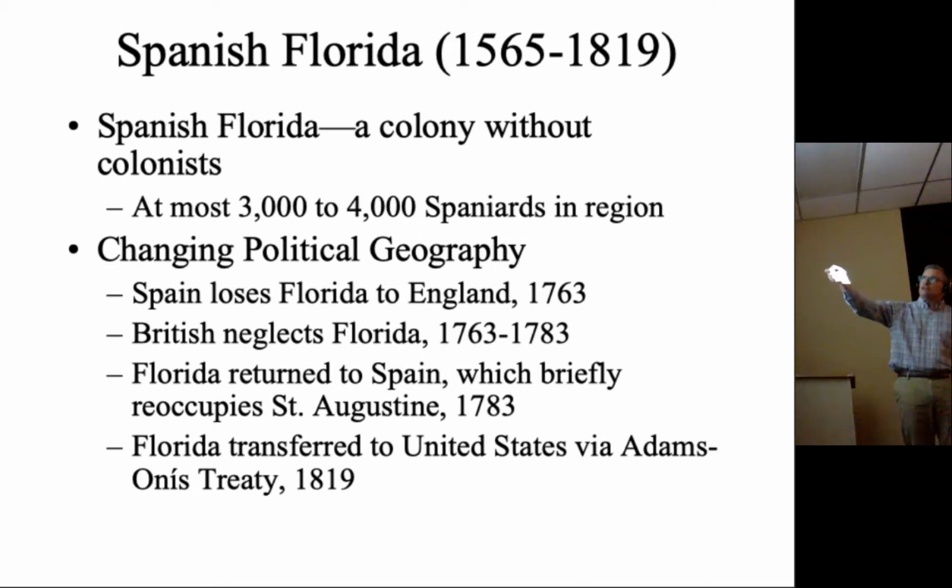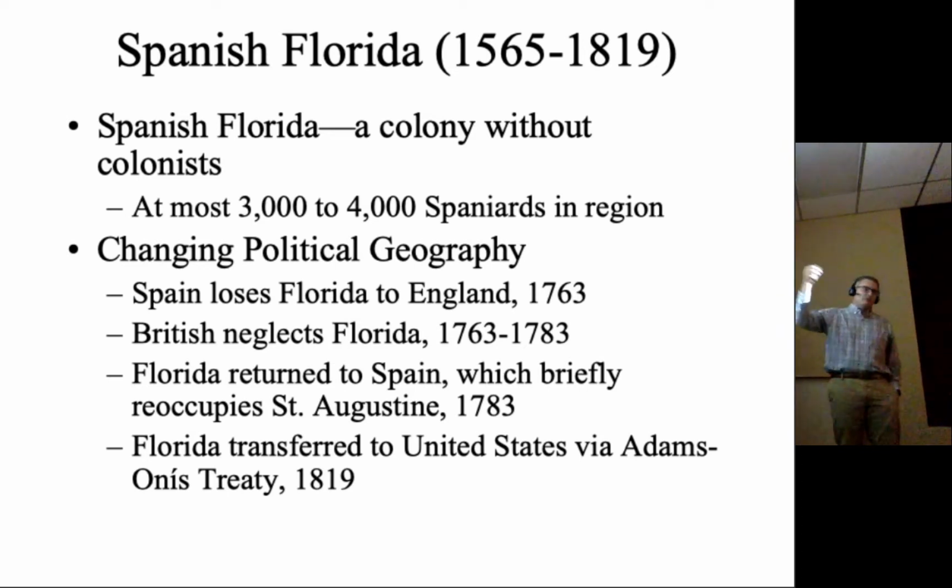Spain, of course, lost Florida to England after the end of the 7 Years' War, the French and Indian War. England kicked the French off the continent and pretty much took things from the Spanish too. So Spain loses Florida to England in 1763, and then of course the British never go to Florida. They're not so interested in it at all. It's a backwater. It's a place where the native peoples were allied more with the Spaniards than the English.